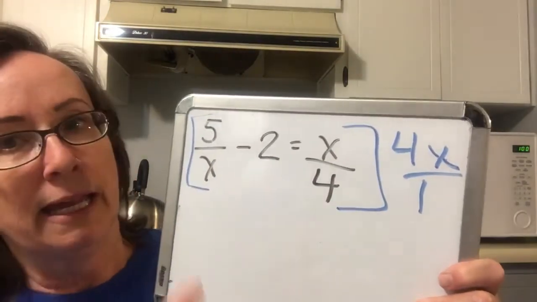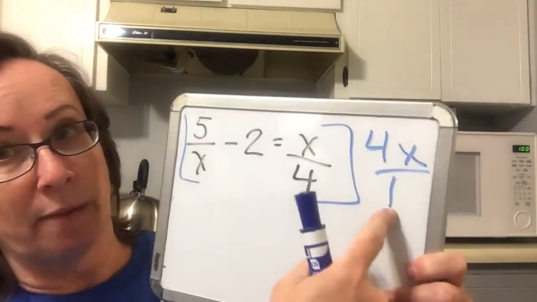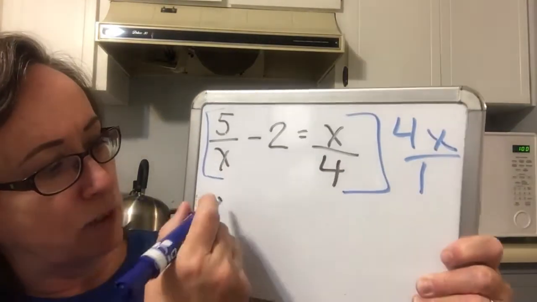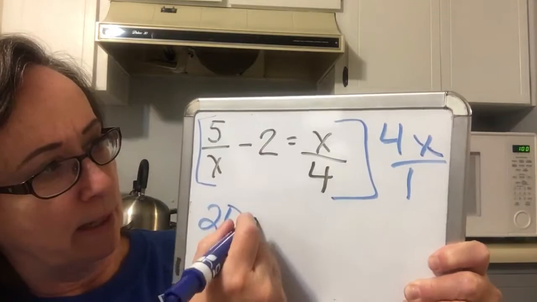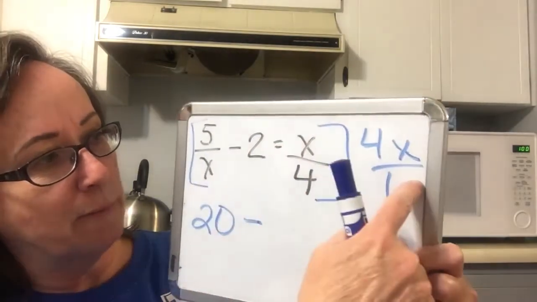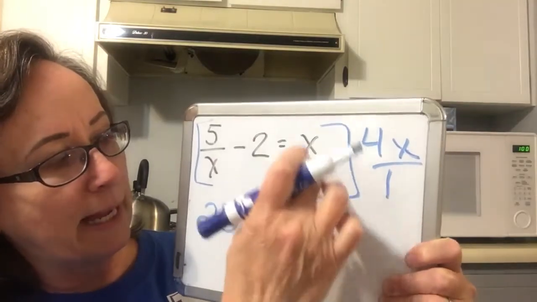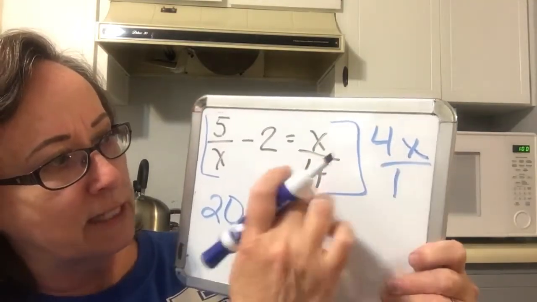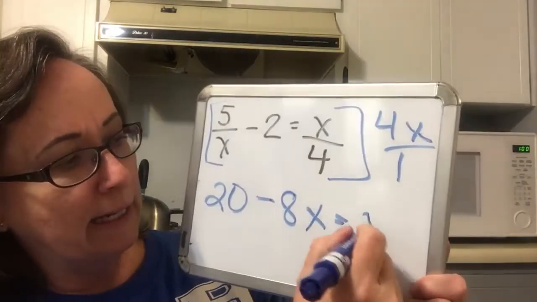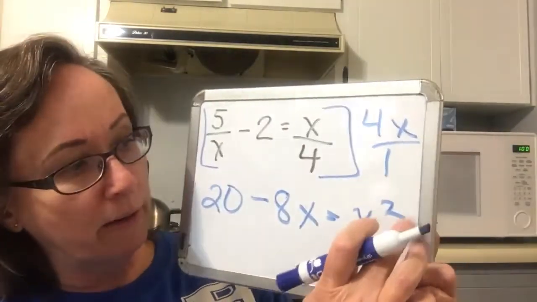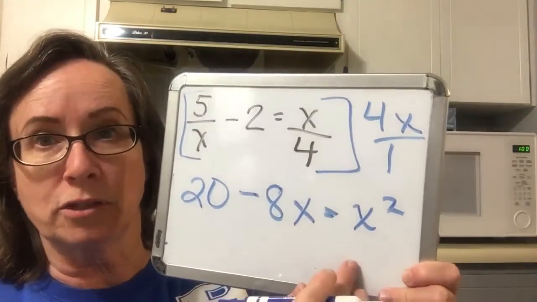common denominator. Now, when I multiply 5 over x times 4x, I end up canceling out the x's and getting a 20. When I multiply 2 times 4x, I get a minus 8x. When I multiply x over 4 times 4x, the 4's will cancel, and I get an x squared. This one is quadratic because of the x squared. I should get 2 solutions.